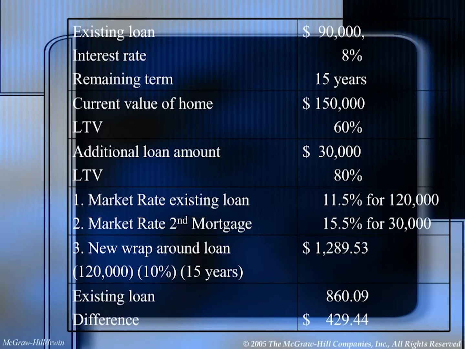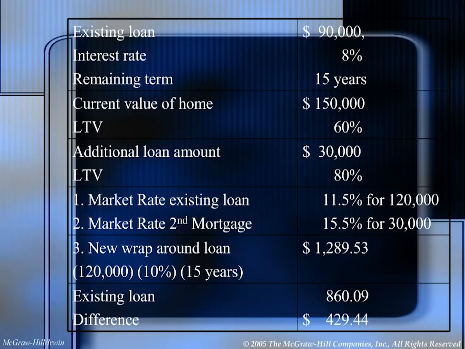to move on. The other thing you could do is just take out a second mortgage for $30,000, and they're telling you that would be at about 15.5%. So take out the full amount and pay off the 90, being left with 30, or just borrow another 30. They're telling you the going rate there is 15.5%. The third choice is a wraparound loan.